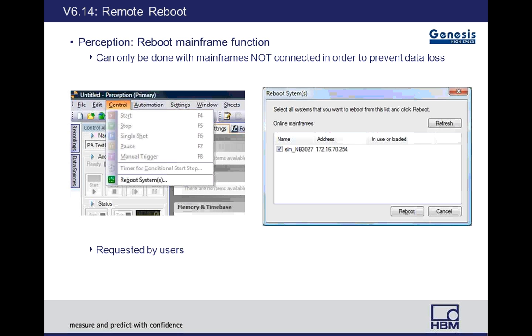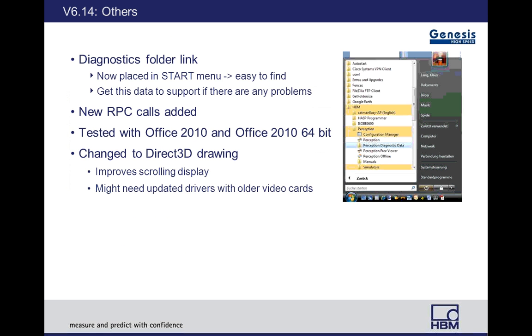In order to avoid the possibility that someone accidentally reboots a mainframe that's taking data or in use, we simply don't allow a system to be rebooted unless there's no Perception connected to it. So the way that you do this is you go to the control menu and you select the reboot system option. This dialog on the right pops up. It will display all of the mainframes that are seen on the network for that Perception. You select the one or however many you want to reboot and select reboot, and it'll reboot those mainframes.